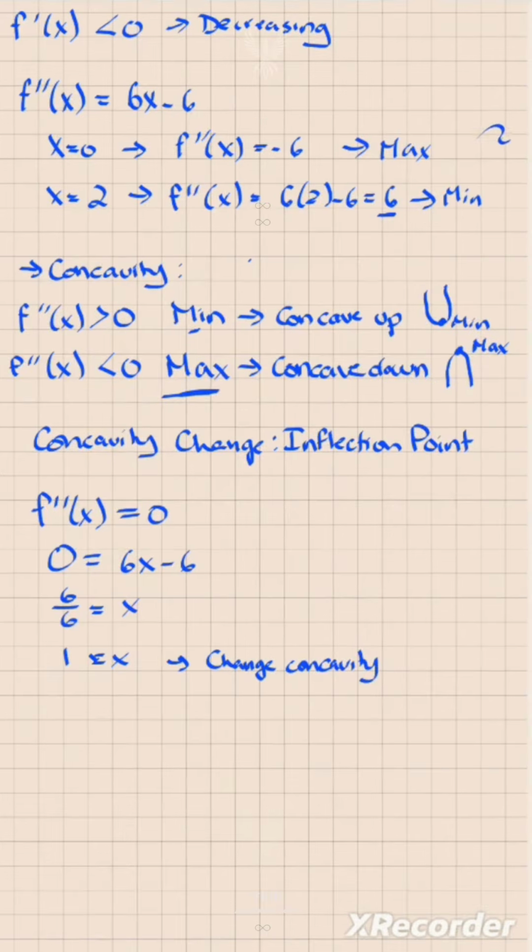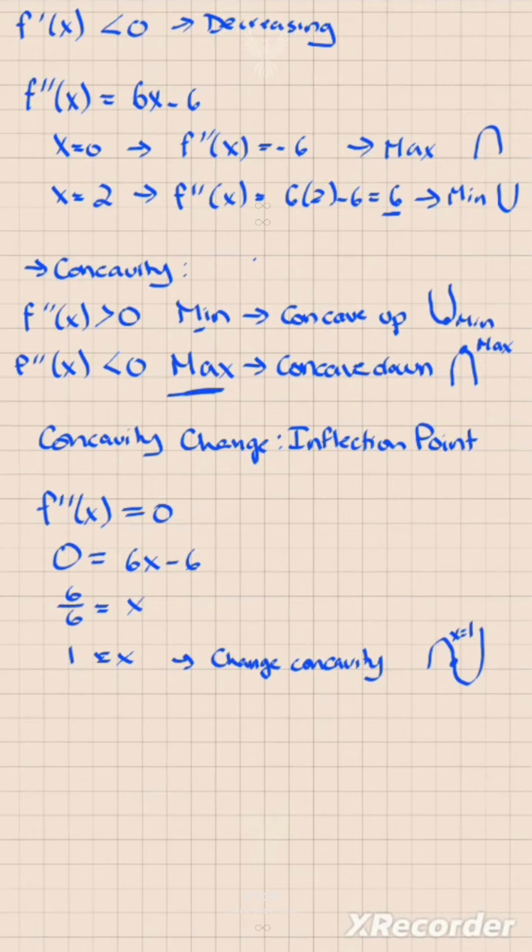As for our result, here we had a maximum, which means we had a concave down, and here we had a minimum, which means we have a concave up. So we are going from concave down to concave up when x is equal to 1. As per what we found, we had 2 points. This is our maximum when x is equal to 0, and we have our minimum when x is equal to 2.